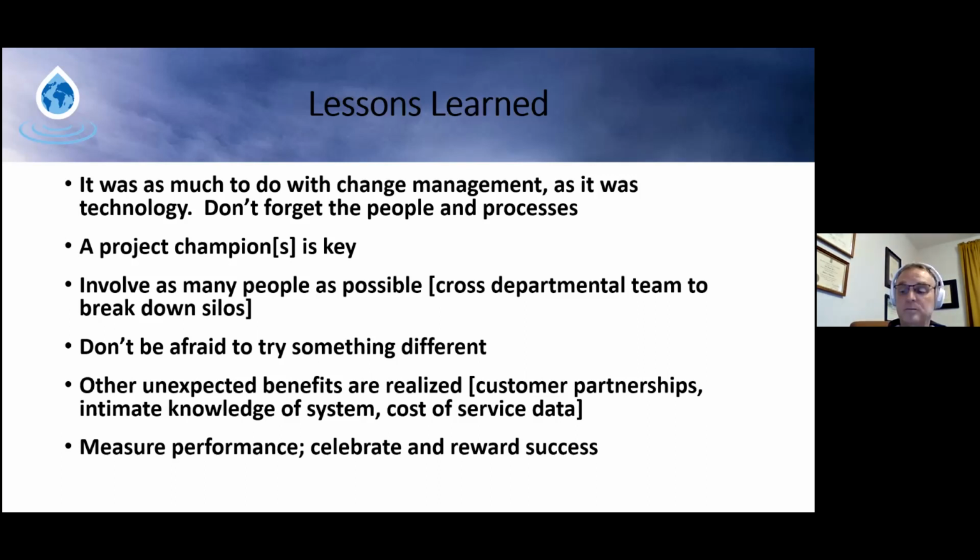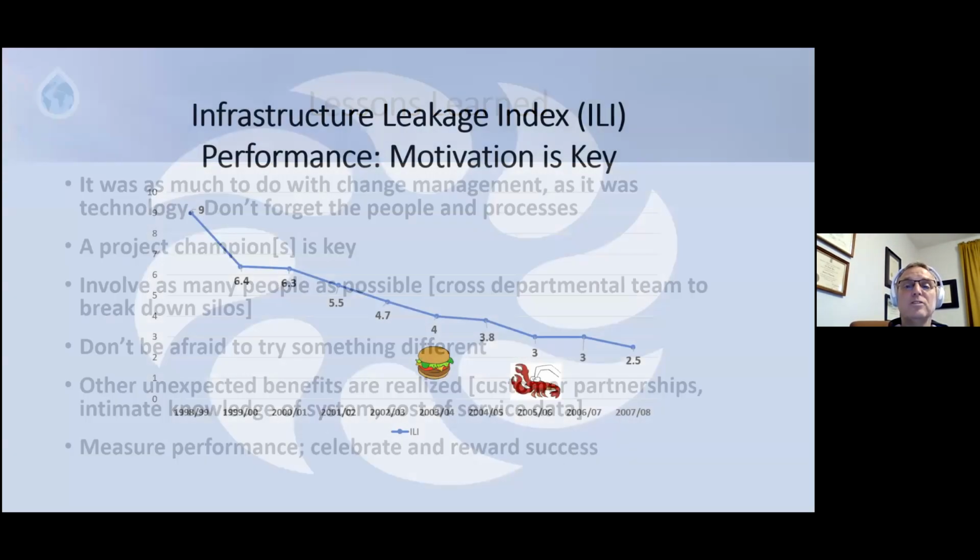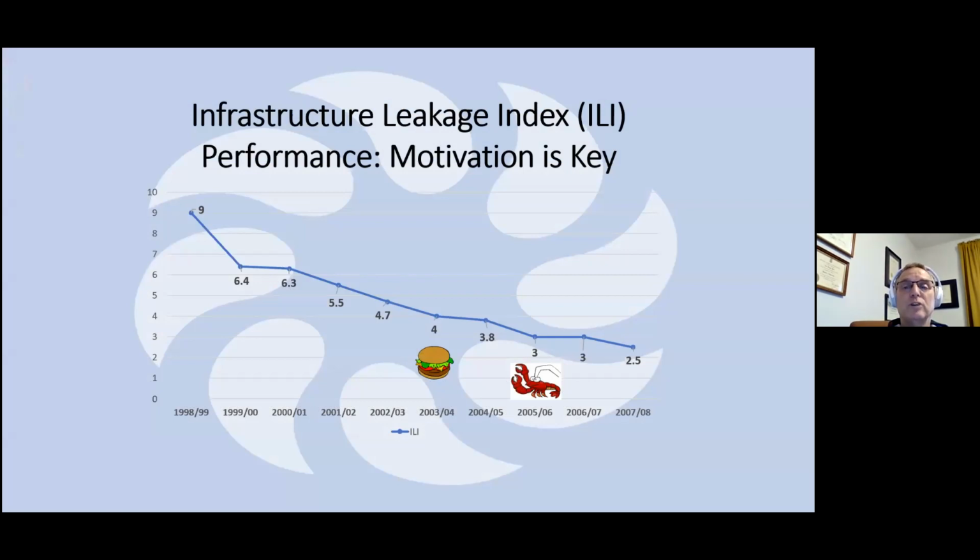So to get my point across, we do use the infrastructure leakage index at Halifax Water to measure performance. When we started back in 1998, 99, we had an infrastructure leakage index of 9. And by 2007, 2008, we had it down to 2.5, which represents that recovery of 40 million liters per day in leakage. So we had some fun along the way. You can see there's a lovely little hamburger there shown below the graph point of 4.